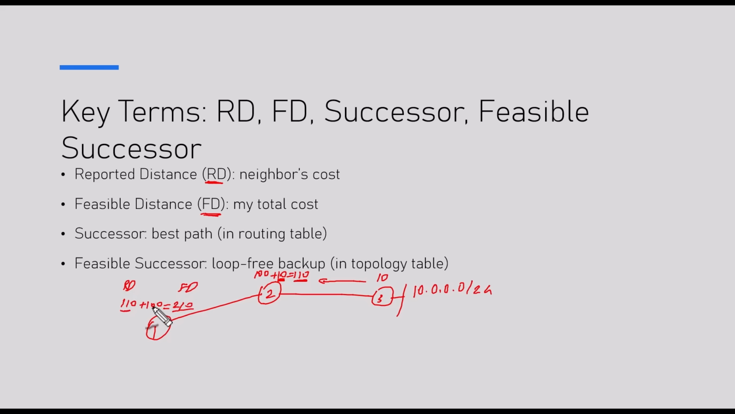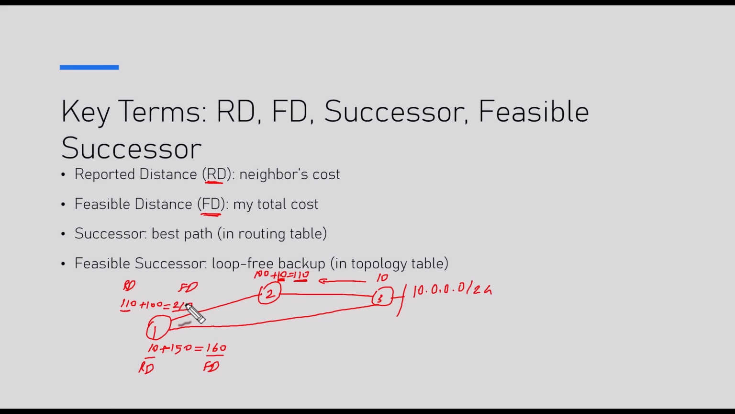If feasible distance is less than reported distance, this means that there's a loop. How can this happen? Say router 3 is directly connected to router 1. Router 3 says the same thing to router 1: my cost to reach here is 10. Router 1 says, okay, from me to here, I have a cost of 150. So it told me that the cost is 10, and I have 150 to get to here. So overall, I'm just going to have 160. This 10 is the reported distance from this path, and the feasible distance from this path is going to be 160.